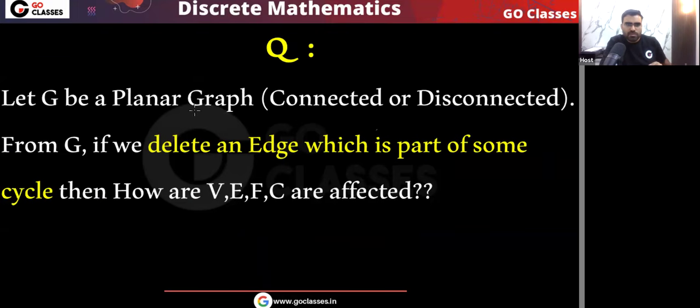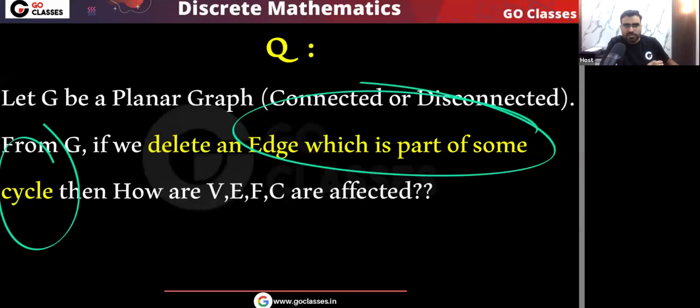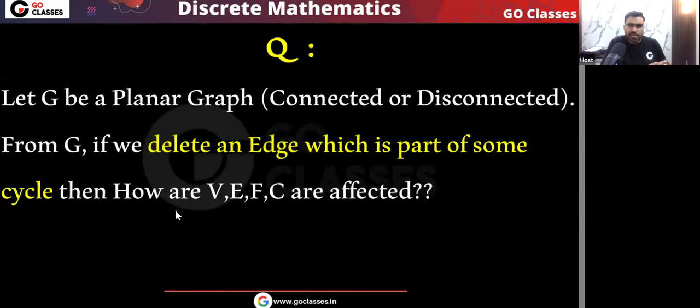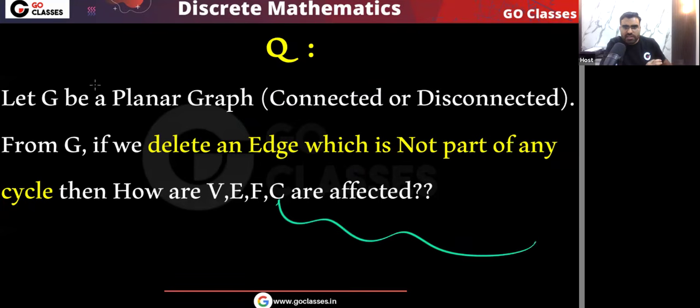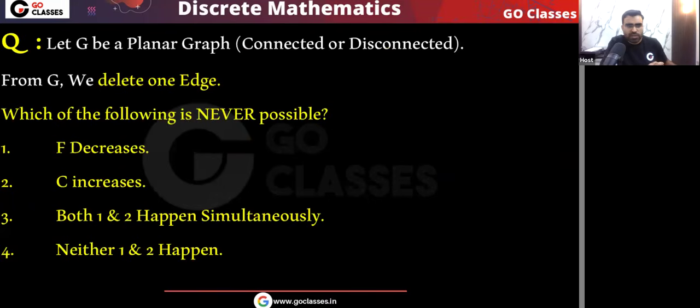So tell me the answer for this question. If you have a planar graph, connected or disconnected, in any planar representation, remember, if we delete an edge which is part of some cycle, then how are these affected? If you delete a cyclic edge, the number of faces will decrease by one and the number of components will be unchanged. This is what we have already seen. And if you delete an edge which is not part of any cycle, the number of components will increase by one and the number of faces will be unchanged. These simple things we have already seen.